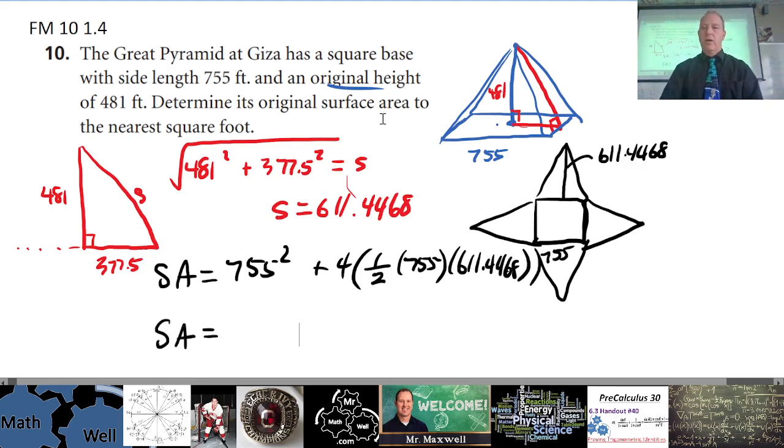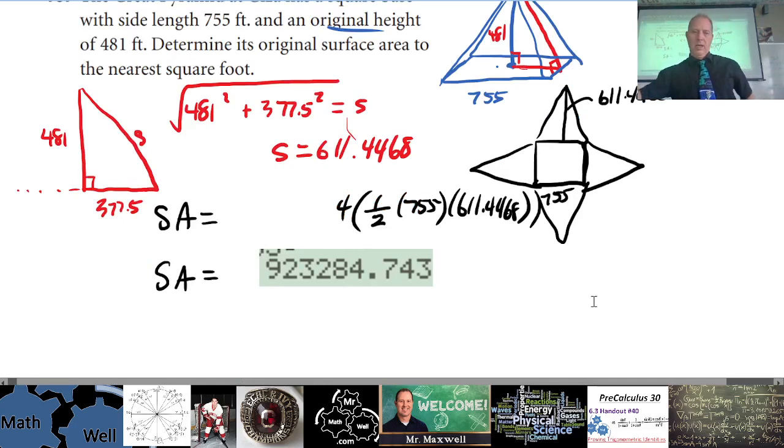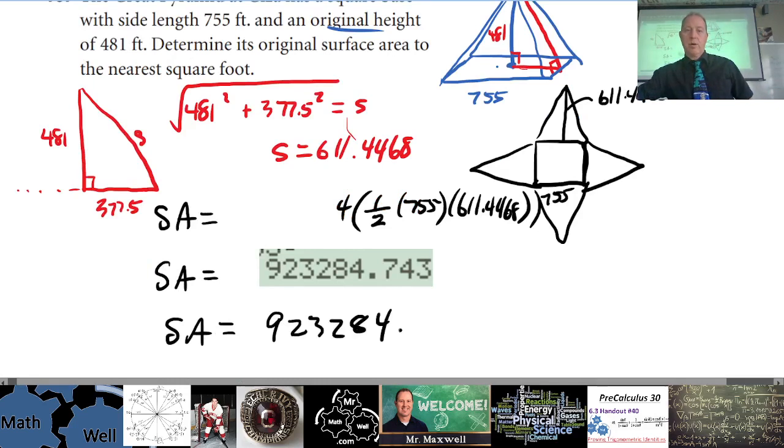We don't want to find the base area because it's just surface area. Remember, this is sitting on the ground, so we're just finding the lateral area. So this surface area of just the lateral faces is exposed to the air, then 923,284.743.